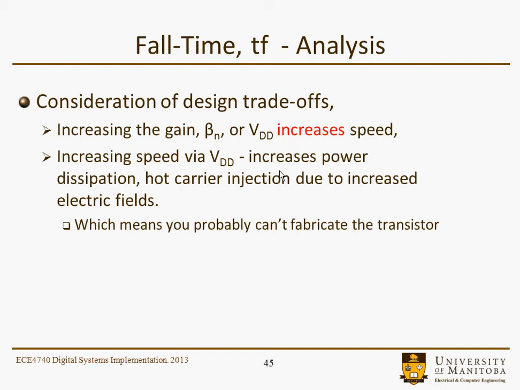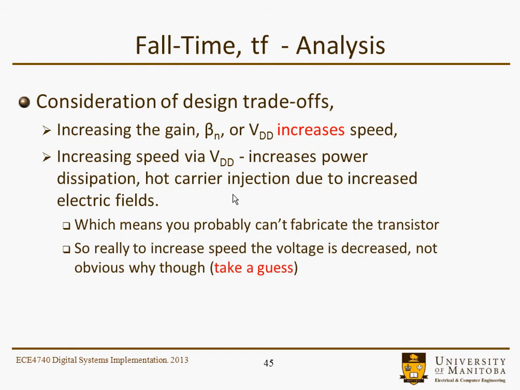I think the hot carrier injection here basically means that you have difficulty telling the difference between the device being on and the device being off. So really, to increase the speed, the voltage is decreased, as we saw with the scaling rules. Perhaps it's not so obvious, but you can take a guess, and it's probably going to be related to being able to manufacture the device and make it smaller. And if you make it smaller, it's going to be faster.